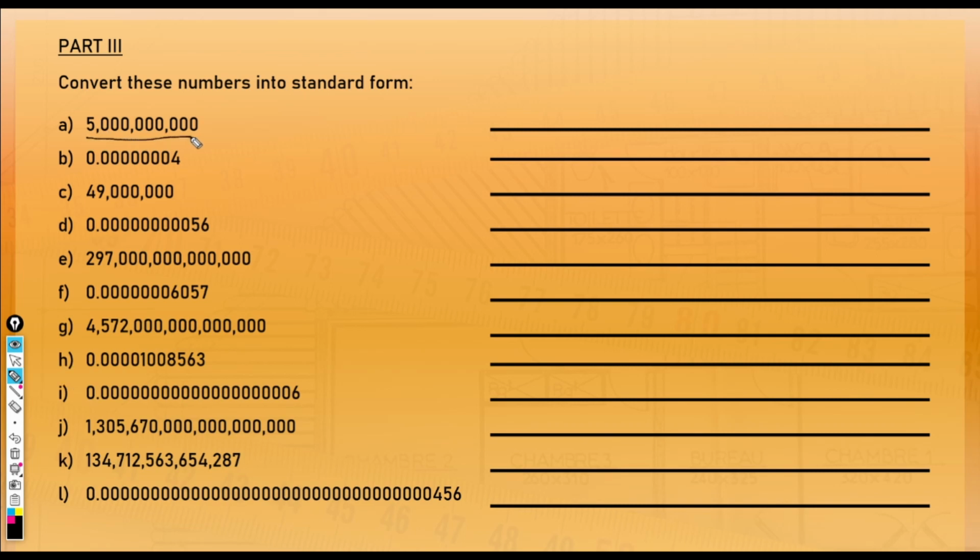We've got, the first one is 5 billion. So 5 and then 9 zeros. So if this is 5 billion point 0, we want to move the decimal point here so that we have a number between 1 and 10. So if we had our number 5, we would have to jump 1, 2, 3, 4, 5, 6, 7, 8, 9 decimal places to get back to 5 billion. So this number is 5 times 10 to the power of 9.